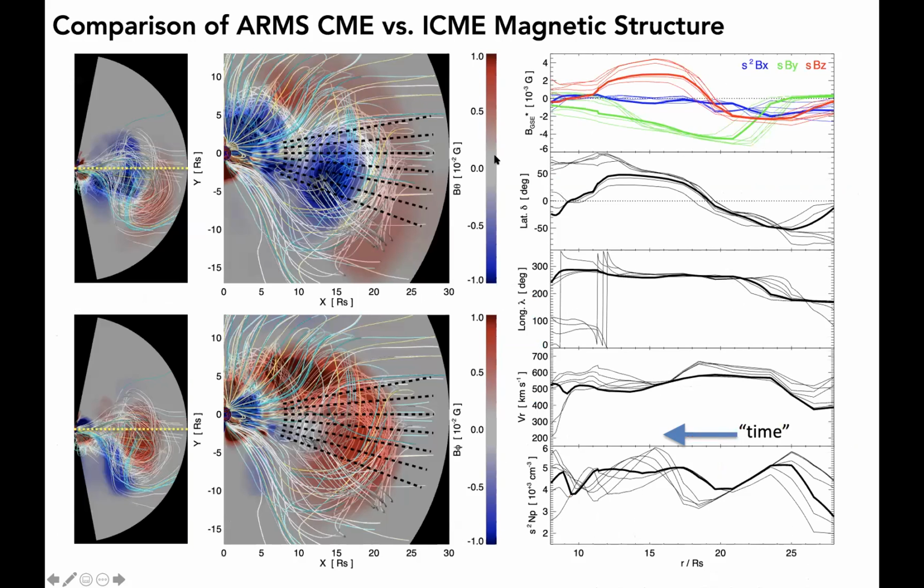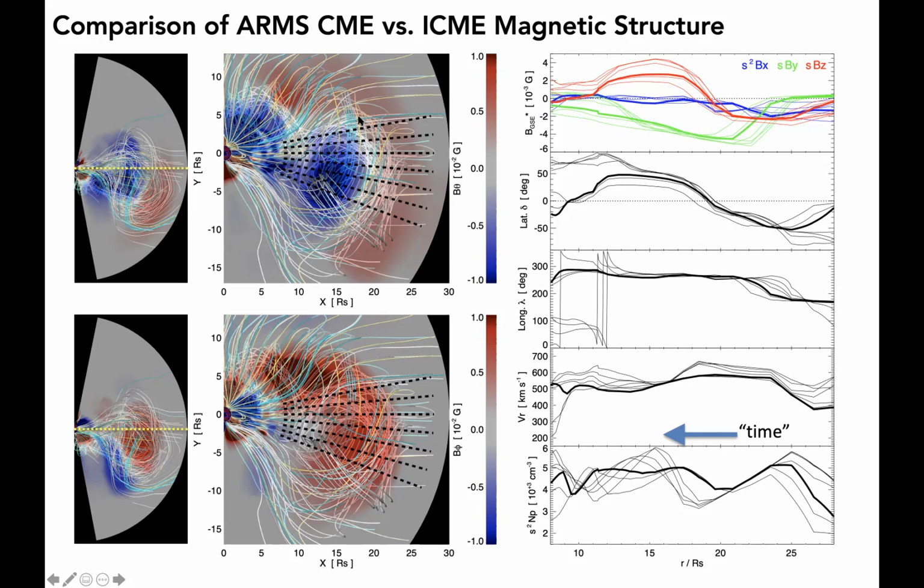And so if you said, okay, how well does our simulation reproduce that particular field rotation? Well, we don't run it out to 1 AU, but we can look at what the structure is at 30 solar radii, 20 solar radii. And this will be useful for looking at the Parker Solar Probe data.